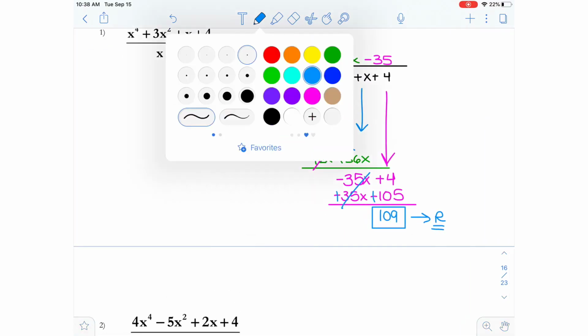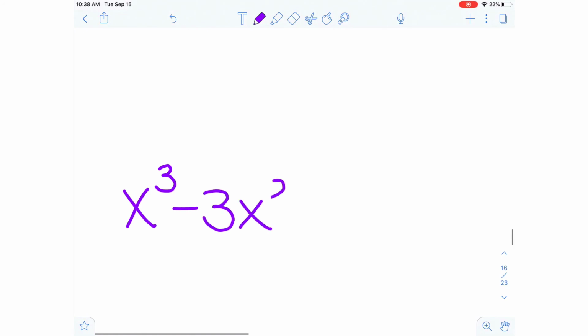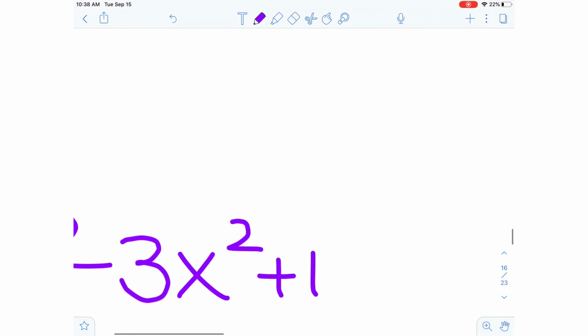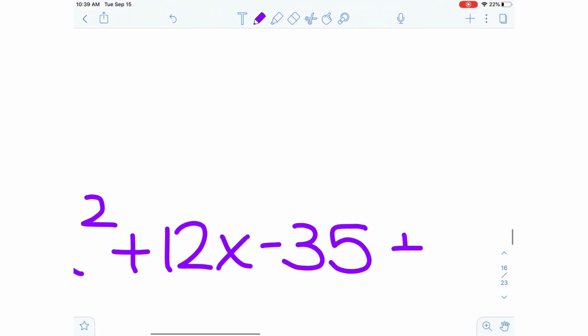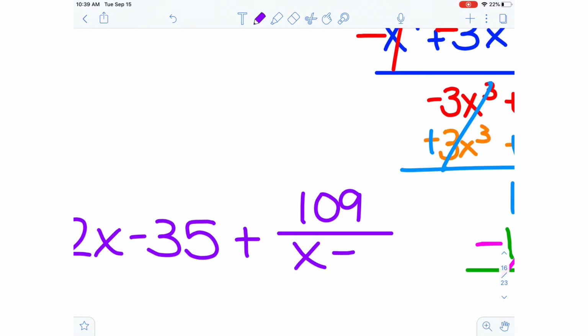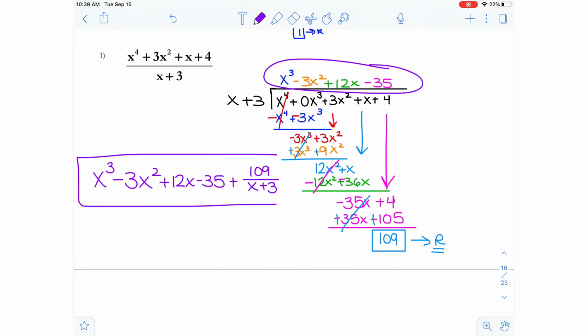So my final answer, I'm going to take everything in here: x cubed minus 3x squared plus 12x minus 35 plus 109 over x plus 3. So you take your remainder and you put it over the divisor, and that's the answer.